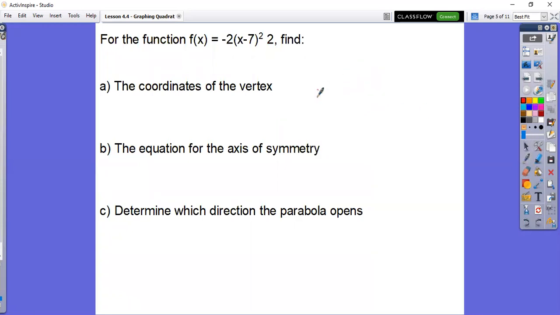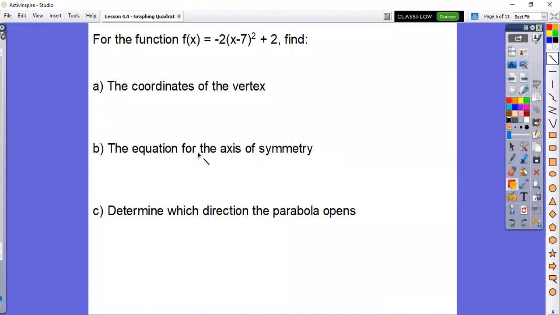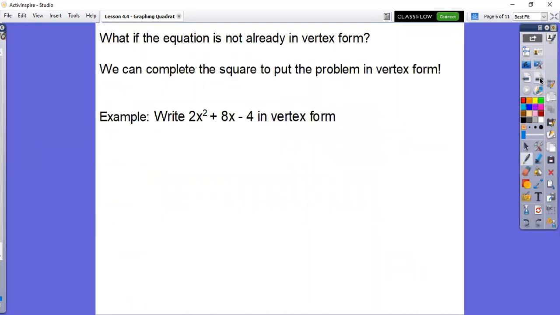So I'm going to leave this example for us to do in class. You can try and do this for yourself before we get to class. But in this example, I'm just going to ask you to find the coordinates of the vertex, which this should say +2. Sorry about that. So we just did the coordinates of the vertex for this one and which direction it opens. But what I really want you to focus on is trying to figure out the axis of symmetry for this quadratic. And we'll do this together in class.